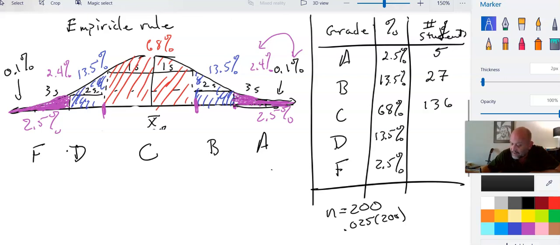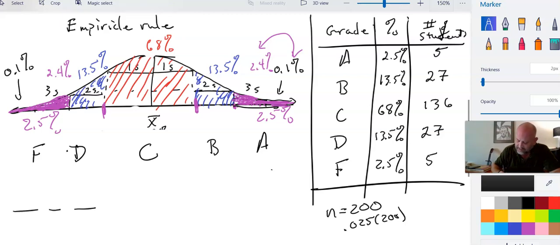And then again, we have 13.5%, which ends up being 27. And then down here, 5 students. So it doesn't look terrible. Looking at this, only 5 students got F's. But at the same time, only 5 students got A's. So out of these 200 students, this is how this ends up playing out.